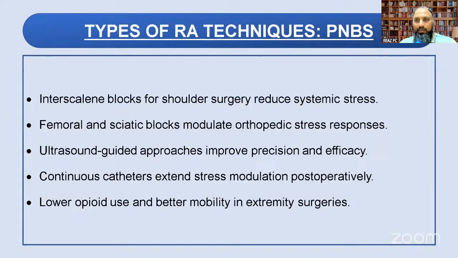Peripheral nerve blockade regional anesthesia techniques. If we provide interscalene blocks for shoulder surgery, it's seen that it reduces systemic stress. Femoral and sciatic blocks modulate orthopedic stress responses. Ultrasound-guided approaches, which is the gold standard right now, improve precision and efficacy and lower complication rates. Continuous catheters extend stress modulation postoperatively. There is a benefit of lower opioid use and better mobility in extremity surgeries.